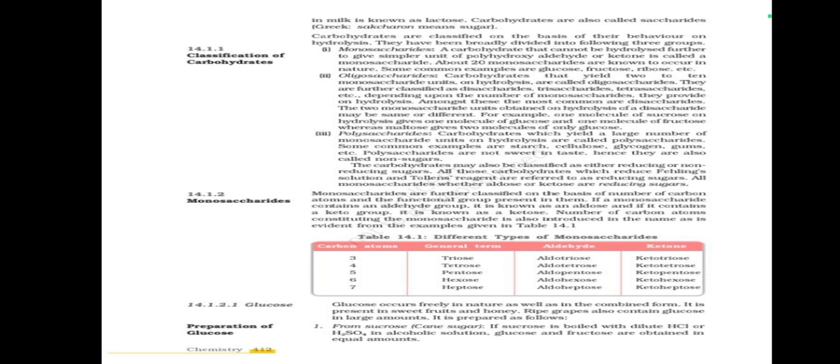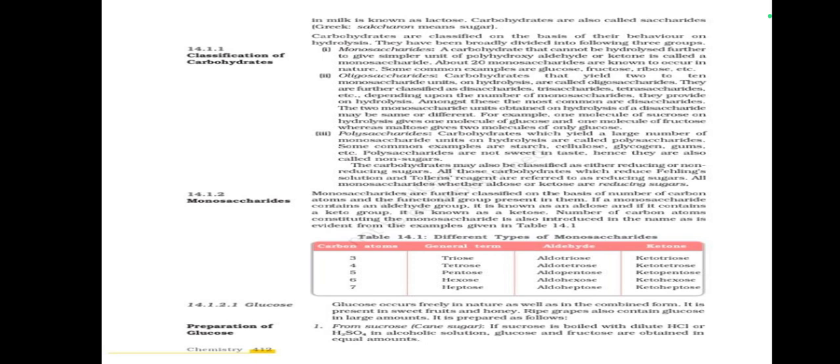If a monosaccharide contains an aldehyde group, it is known as an aldose, and if it contains a keto group, it is known as a ketose. The number of carbon atoms constituting a monosaccharide is also introduced in the name, as is evident from the examples given in Table 14.1: different types of monosaccharides.